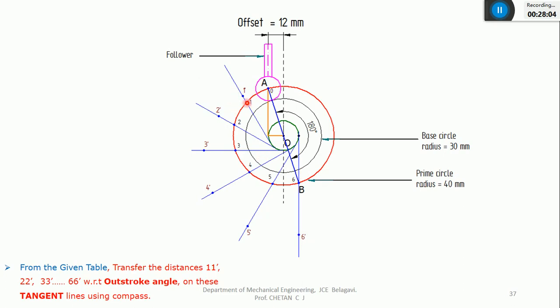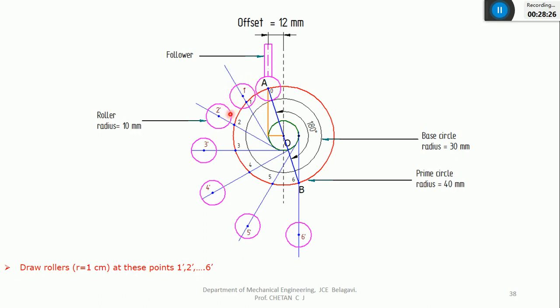Okay, so this is 0.25 and up to this is maximum 3.75 centimeter. And after that, at these 6 points, that is 1 dash, 2 dash, 3 dash, up to 6 dash, you have to draw the circles by taking these points as a reference, the center of the circle. Just draw the circles. That is nothing but the roller. Just indicate the rollers by taking these centers.